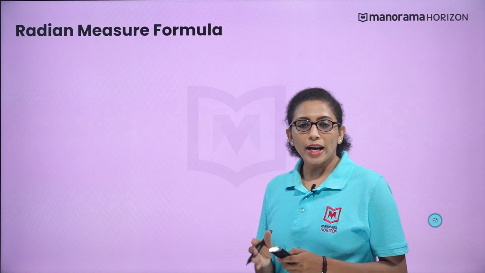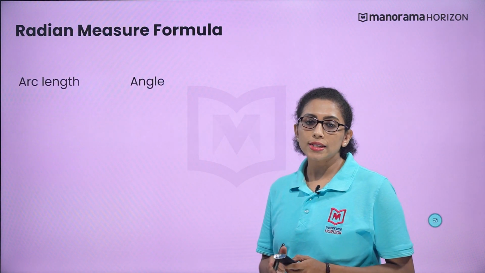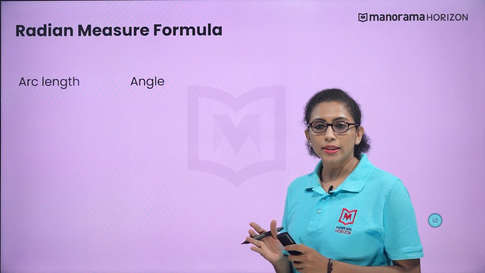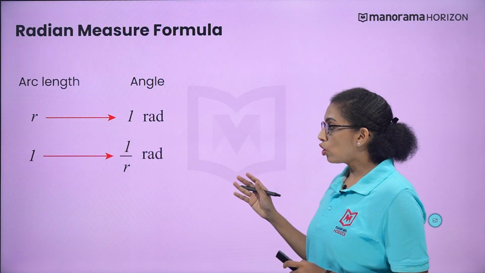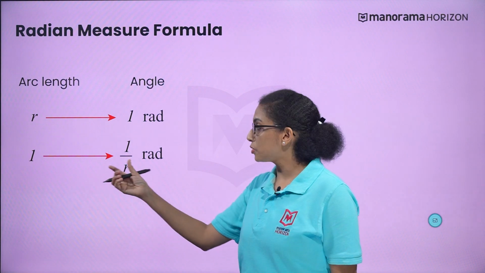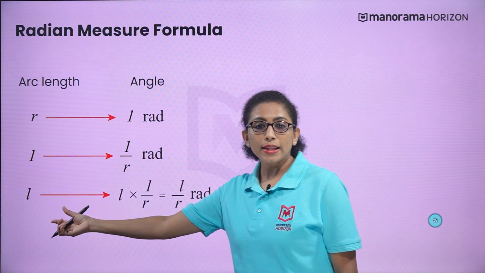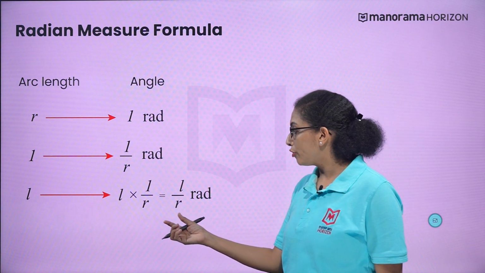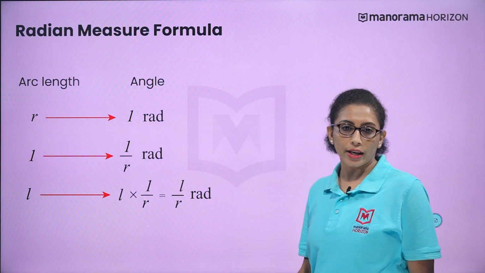Let's discuss the radian measure formula. Generally, in a circle of radius r, an arc of length r will subtend an angle of 1 radian. An arc of length 1 will subtend an angle of 1 by r radian. Therefore, an arc of length L will subtend an angle of L into 1 by r, or we can say L by r radians.